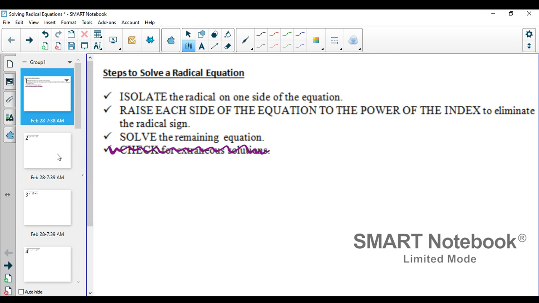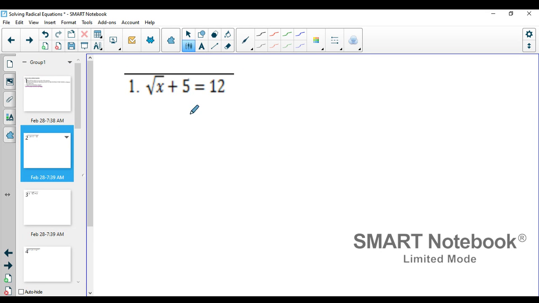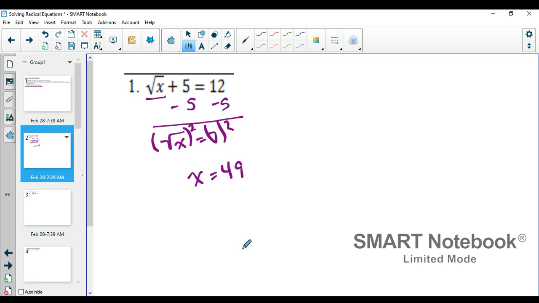All right, so our first example, we have the square root of x plus 5 equals 12. All right, so the whole point is to get this square root of x by itself. So our first step, just like any other time we would solve an equation, would be subtract 5 from both sides. So we have the square root of x equals 7. And now, which we've kind of talked about in the past, if you have the square root and we need to get rid of it, we're going to square both sides so that it becomes x equals 49. All right. So the answer is x equals 49.